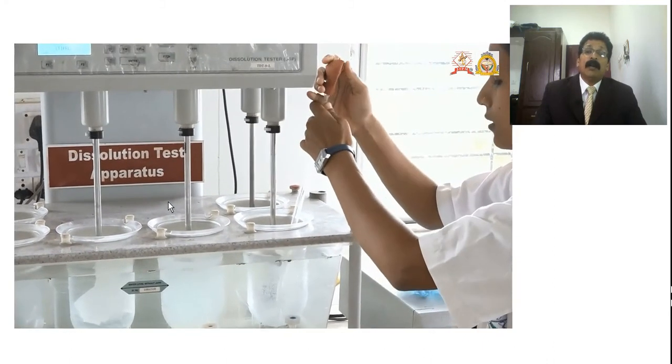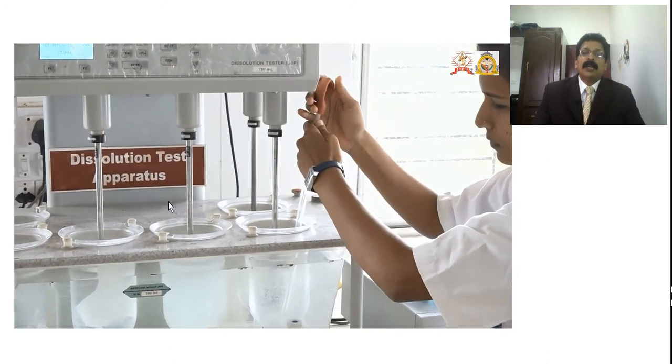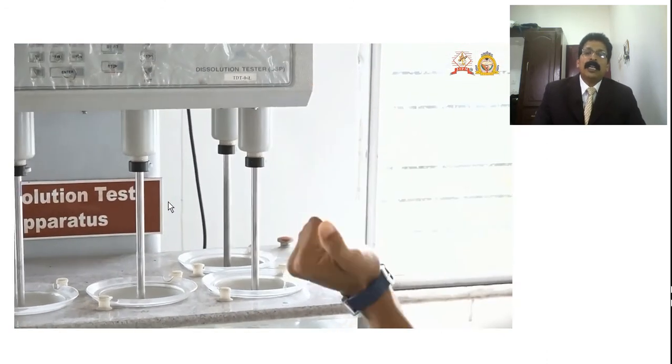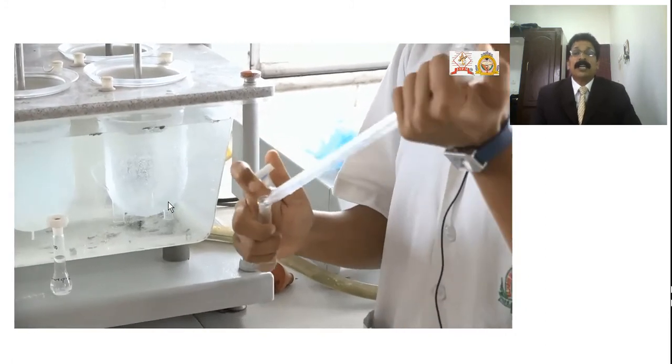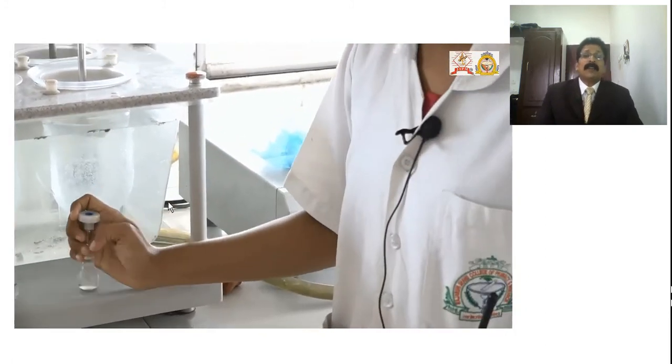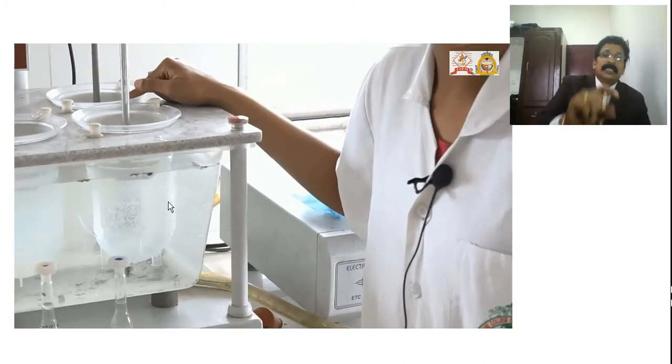Calculating the amount is very important. You have to take 1 ml or 2 ml according to the procedure, and add that sample to the standard flask, that is the volumetric flask. This is a 10 ml volumetric flask, and it will hold the dilution.